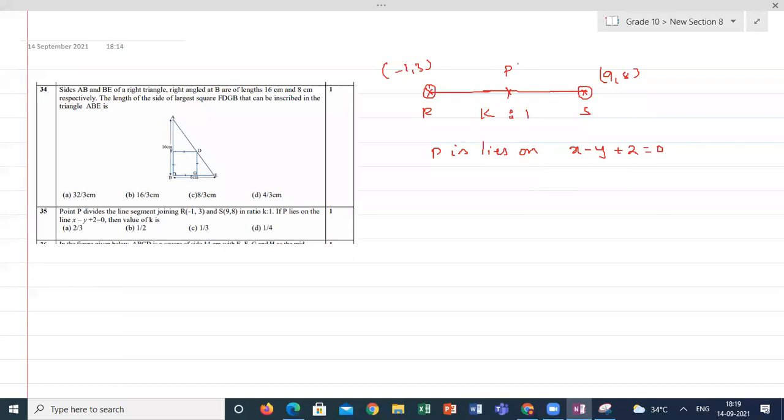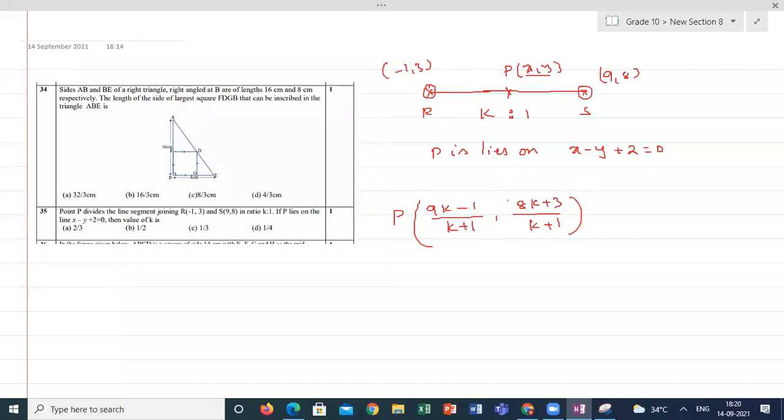How to do this question, guys? What kind of idea are you getting? How to solve this one? If I assume P is (x, y), or (x1, y1), something. So find the coordinates of P first. The coordinates of P are ((9k - 1)/(k + 1), (8k + 3)/(k + 1)). This is the coordinates of P.